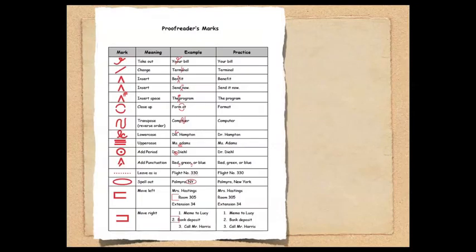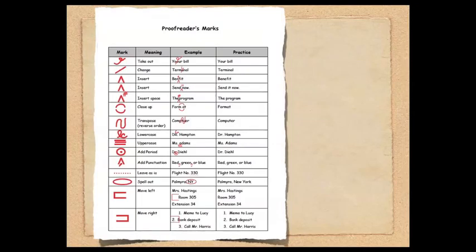Okay, so term annual, we've taken that out. We've changed that to an I, not a U, an I. So it's now terminal. Instead of benefit, we're inserting the letter E, so it's now benefit. We're inserting the word it, so instead of send now, it says send it now. A pound sign represents in business a space. So instead of theprogram, it's the program. Instead of form at, we're going to close this up, so it's now format.